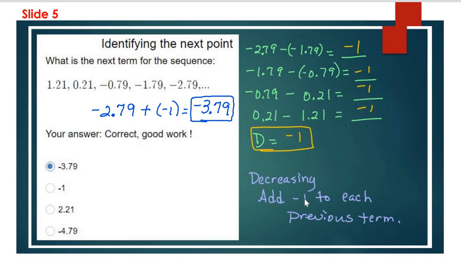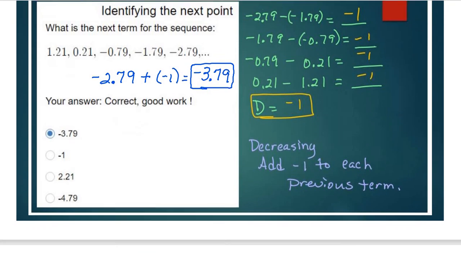So this is decreasing, and you're going to be adding a negative 1 to each previous term. In order to come up with the next term, and this is the recursive rule, you're going to find the difference and reuse the last term. So the last term is a negative 2.79, which I have right here. And then I'm going to add my common difference to it, a negative 1, and the answer we're looking for is a negative 3.79.